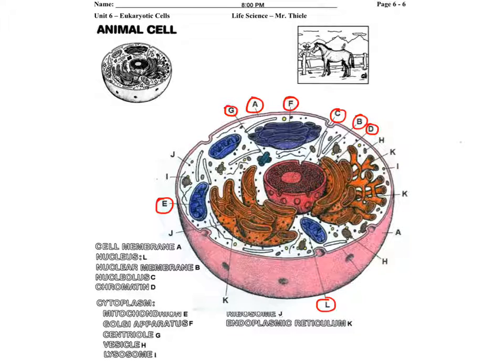And the next structure, vesicles, which are like little bubbles within the cell. They're little membrane sacs that carry materials. They're labeled H here. I had you color them brown. And also the next structure, lysosomes, which are labeled I. I had you color those yellow.